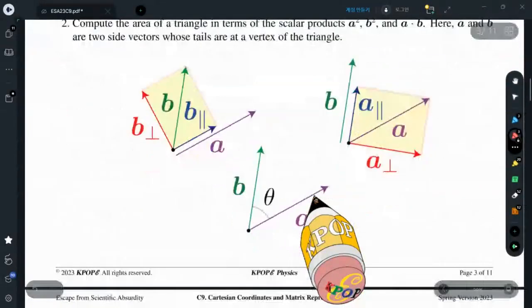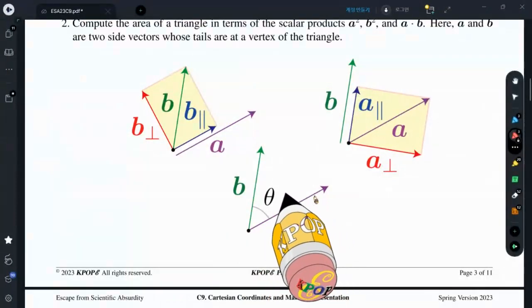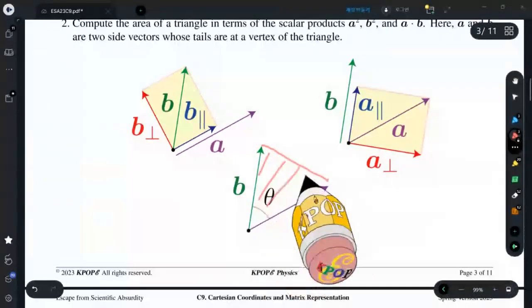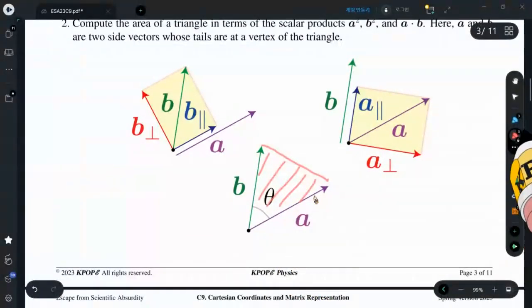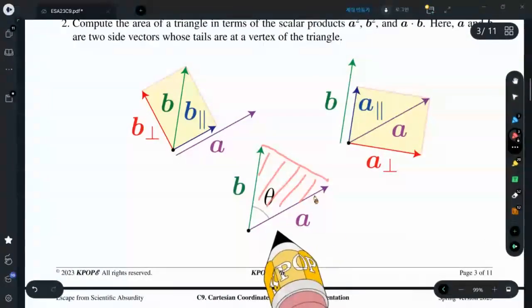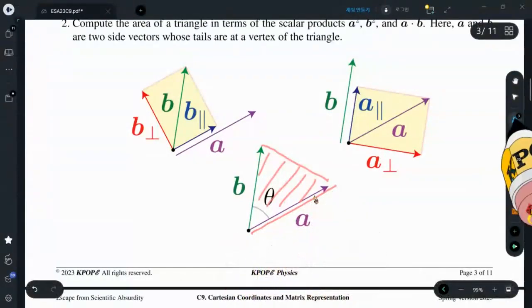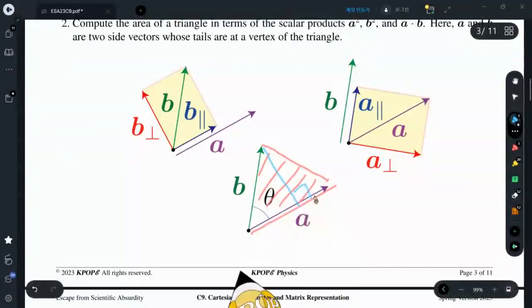2. Compute the area of a triangle in terms of the scalar products. Okay, area of a triangle, I'm computing the area of this triangle. So the easiest way is to choose this one as a base, and this is the height. What is the height? This is the height.